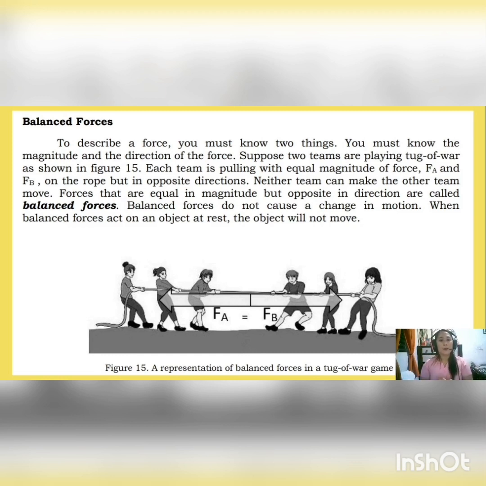So balanced forces do not cause a change in motion. When balanced forces act on an object at rest, the object will not move. So when we say balanced forces, the object is not moving. That's why it is balanced. Okay?